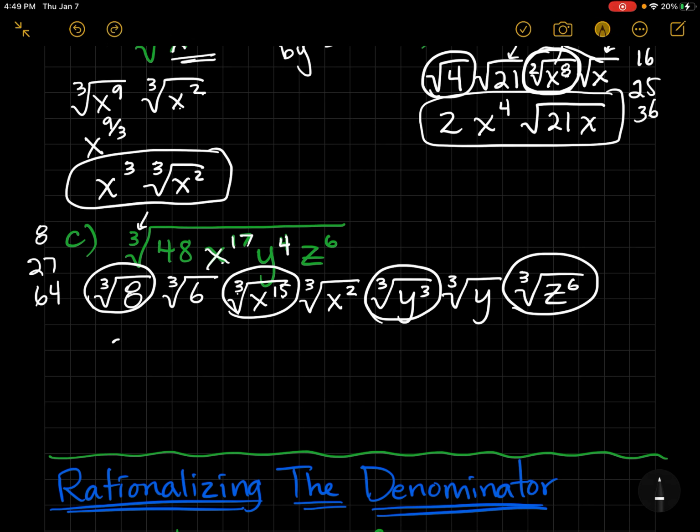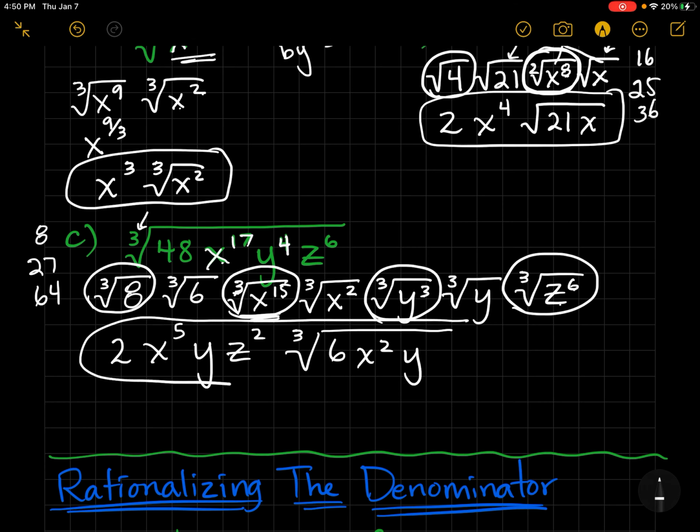The cube root of 8 is 2. Now I'm over here looking for the cube root here. That would be x to the 5th power, 15 divided by 3. Remember, the index is the denominator. 3 over 3 gives me y to the 1st power. And now 6 divided by 3 gives me z squared. The rest of it is left inside the radical because it was not perfect.